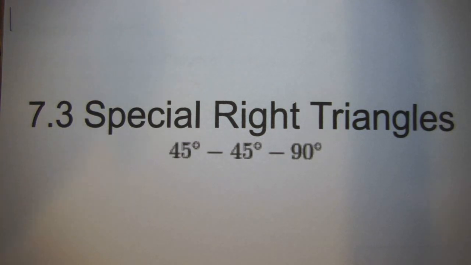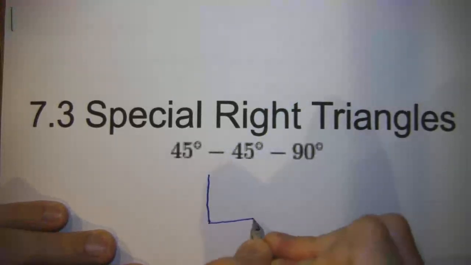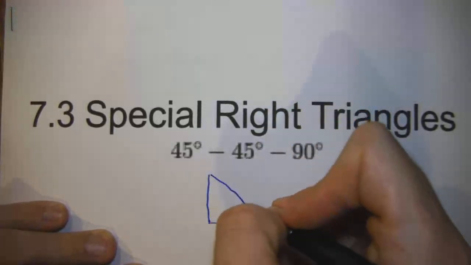All right, we're going to continue our work with right triangles, and today we're going to diverge a little bit. Instead of looking at the Pythagorean theorem, which would work for any right triangle, today and our next lesson, we're going to focus on special right triangles. In this case, the type of right triangle that we're going to focus on is an isosceles right triangle.